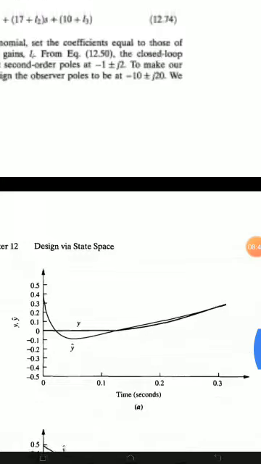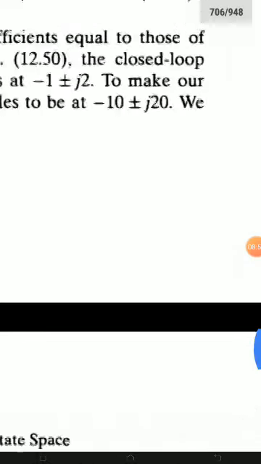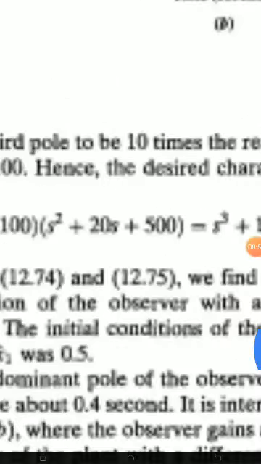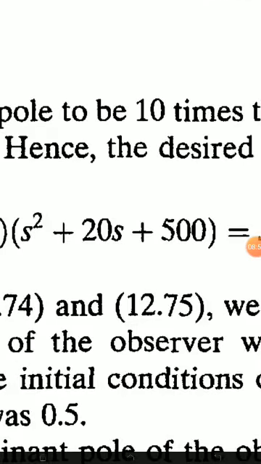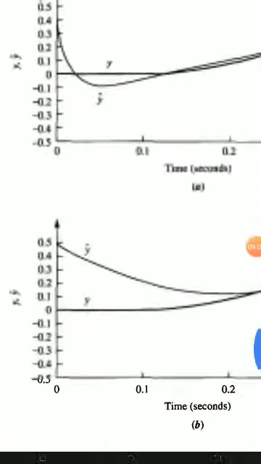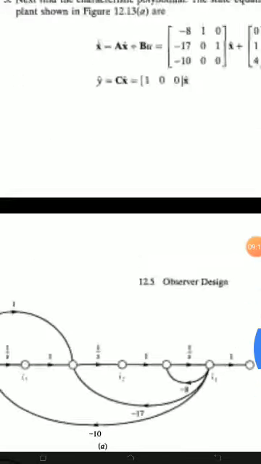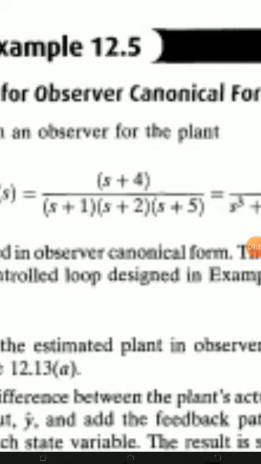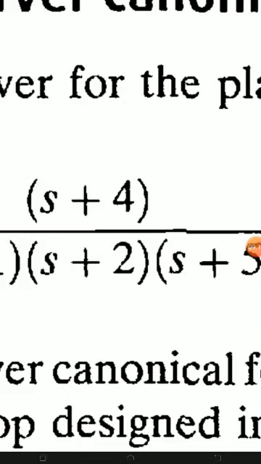Now if I represent minus 10 plus or minus j20 in polynomial form, it comes out to be s squared plus 20s plus 500. As the plant is of third order, it is necessary to select the third closed loop pole. In controller design, we normally select the third closed loop pole such that there will be pole zero cancellation. Here the zero is at s equal to minus 4. Please don't select the third pole at s equal to minus 4, so that this method is applicable only for the controller design.